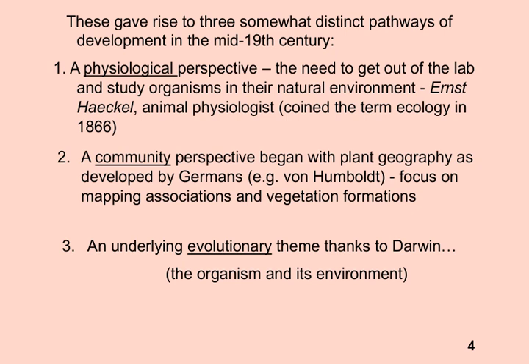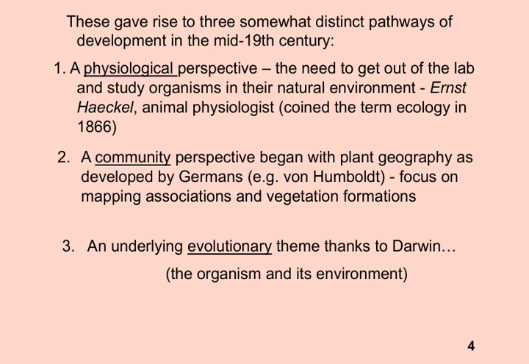Next, we see the emergence of a community perspective. This approach started with plant geography, particularly as developed by German scientists like von Humboldt. The focus was on mapping associations and vegetation formations, essentially trying to understand how different plant communities are arranged and how they relate to environmental factors.